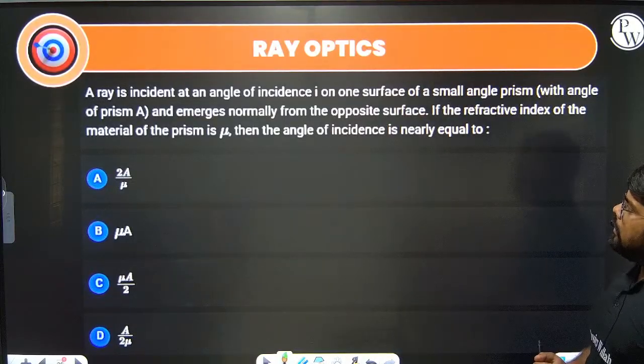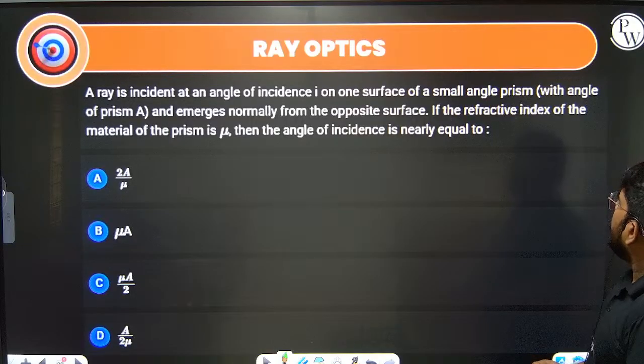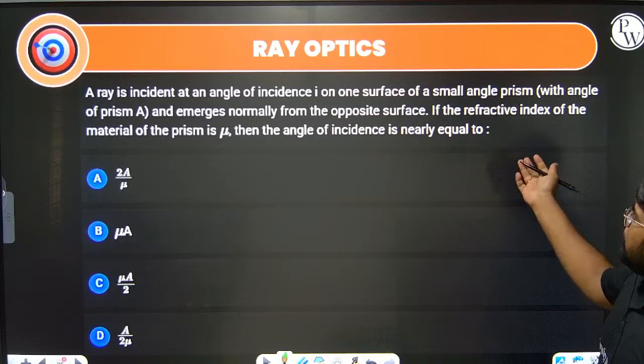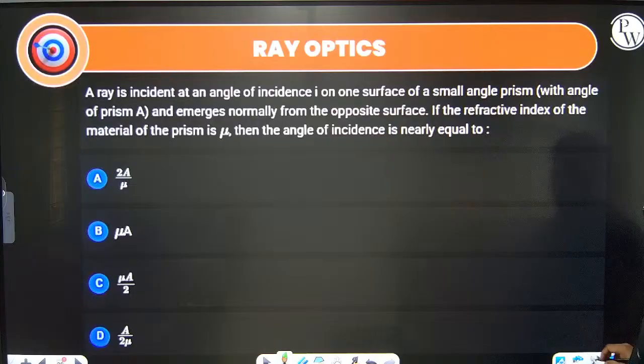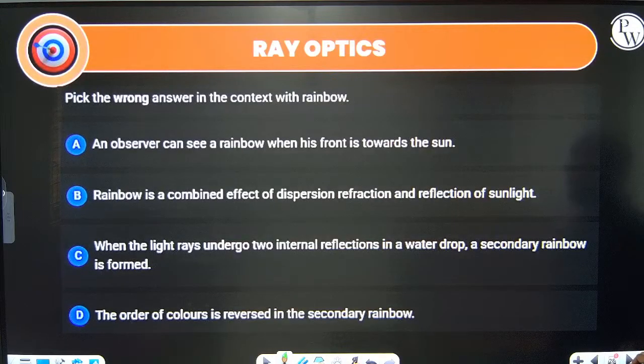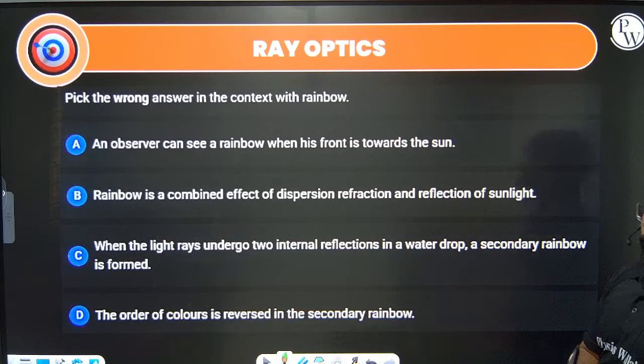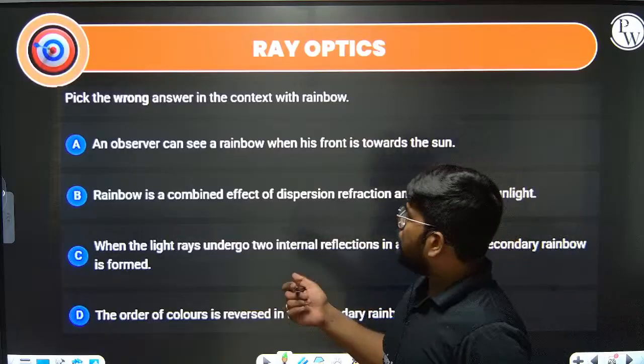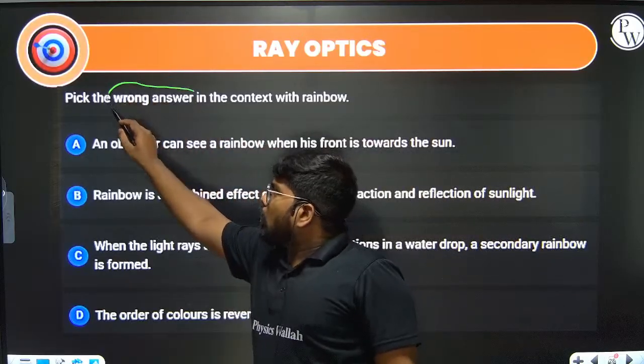Next, a ray is incident at an angle of incidence. Again, small prism, thin prism, it emerges normally. Again, it is a direct kind of question. Let us see different model questions. Yes, TAR, similar diagonal question. Okay, let us see this rainbow. Rainbow, they asked 1 or 2 times here. They are asking to find the wrong answer.